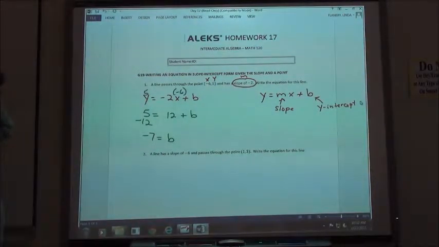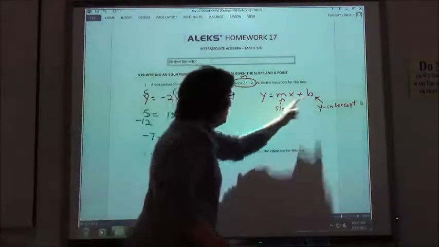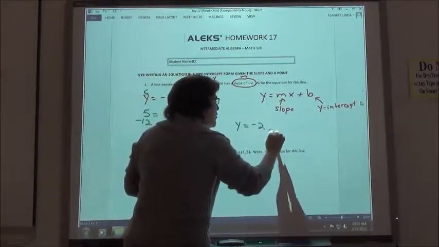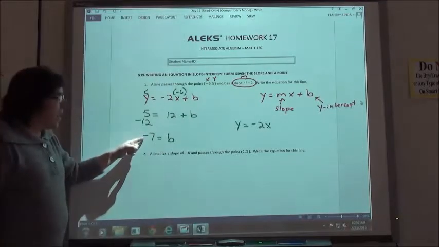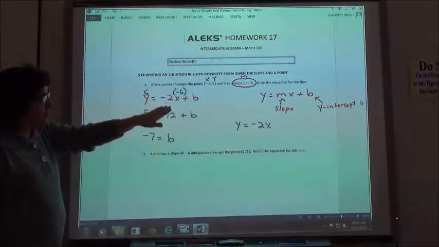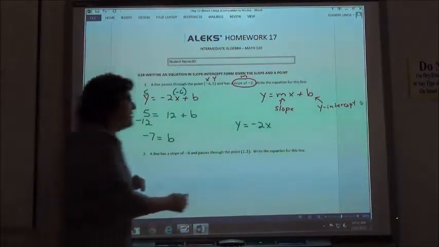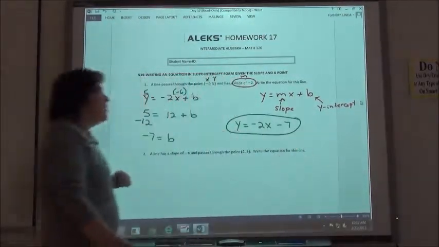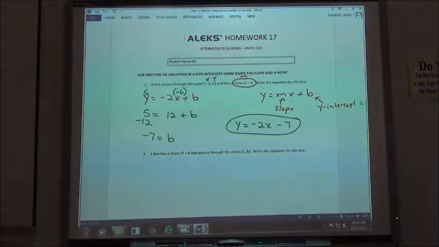So I still need to write the equation in this form. Y equals, my m value was negative 2, so negative 2x. My y-intercept, I'm not going to put plus a negative 7. Plus a negative 7 is just minus 7. And so y equals negative 2x minus 7 would be the equation of my line.